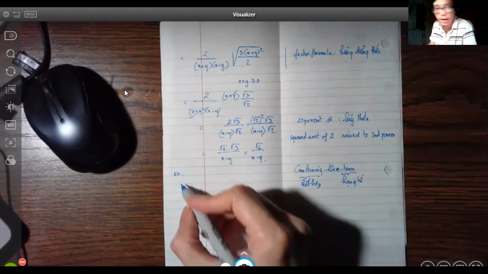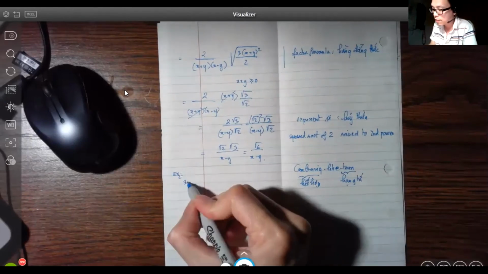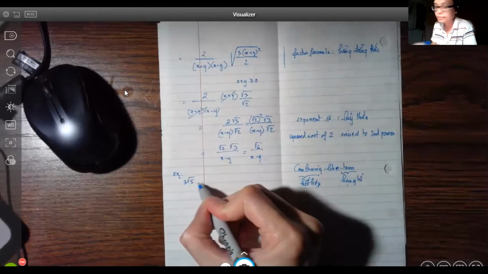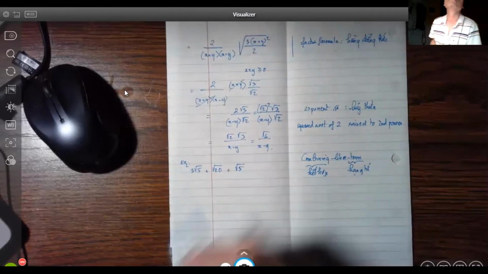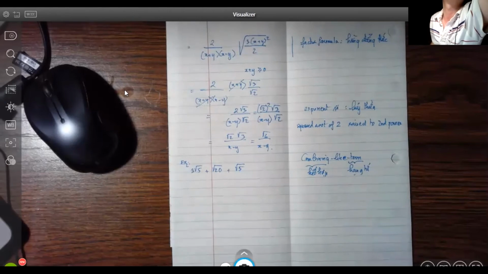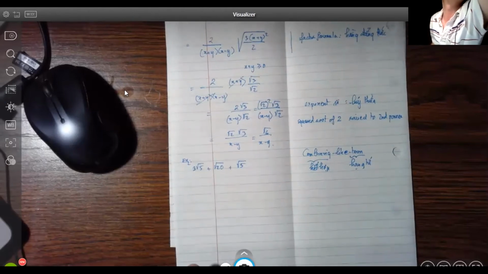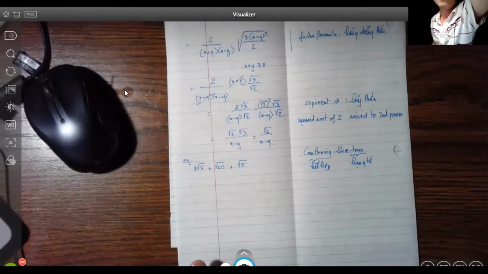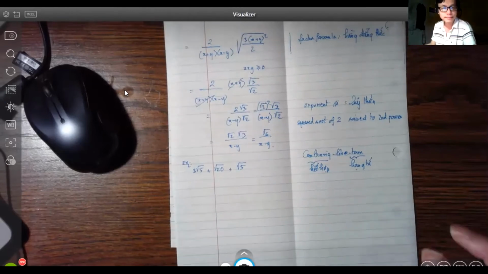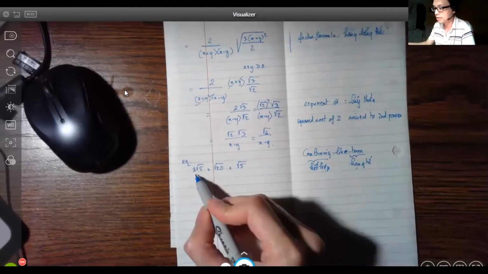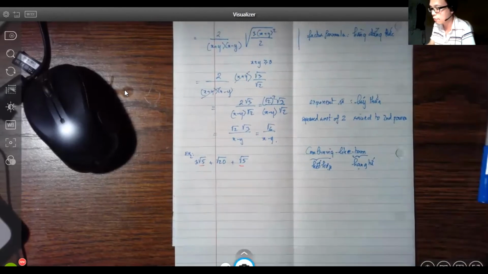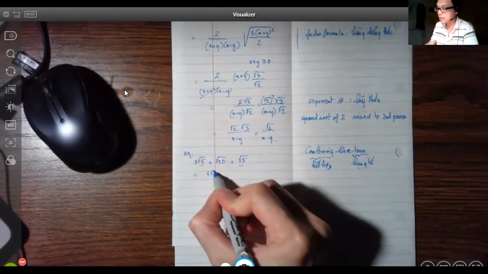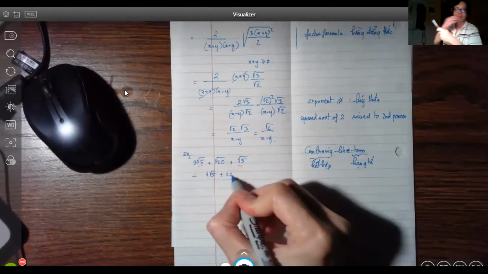Okay, first of all, I have something like this. I have 3 radical 5 plus square root of 20, plus radical 5. So you see over here, this is a similar term right here, right? Radical 5, which means we can combine them. So it gives you 3 plus 1 is 4 radical 5, plus square root of 20.